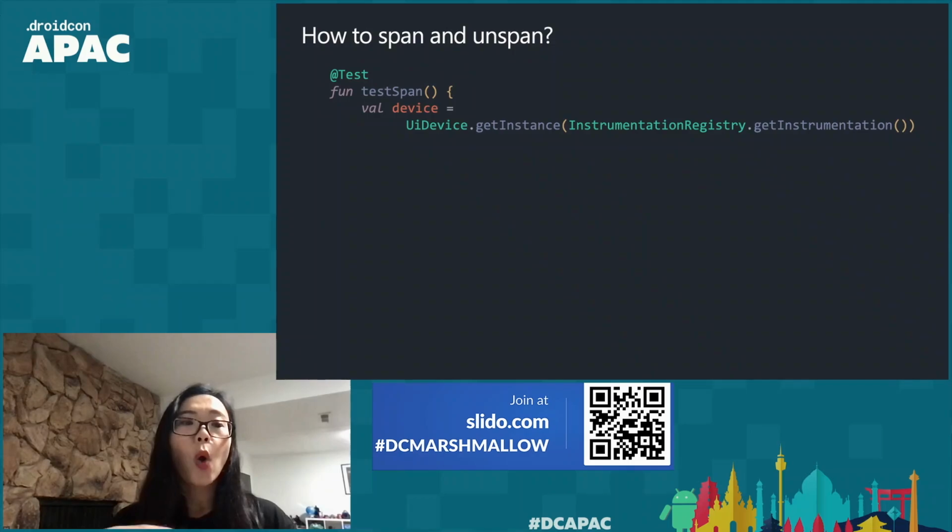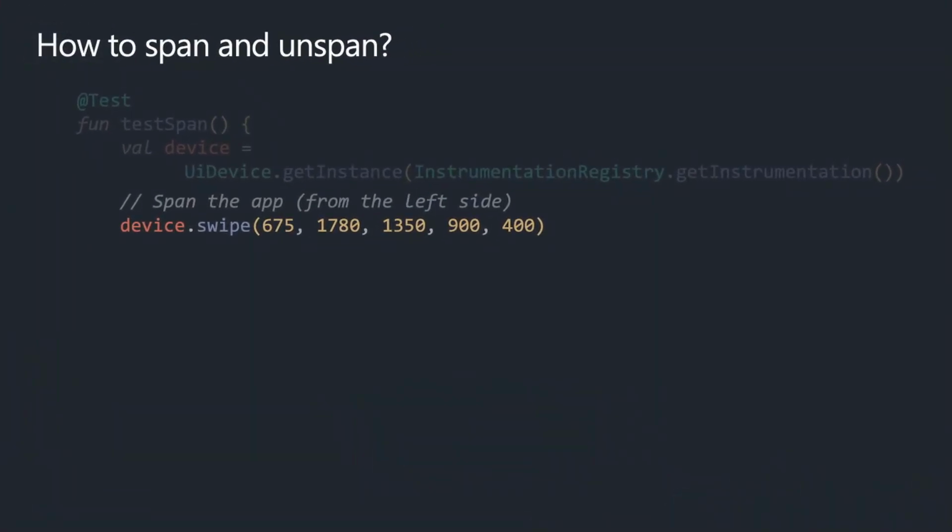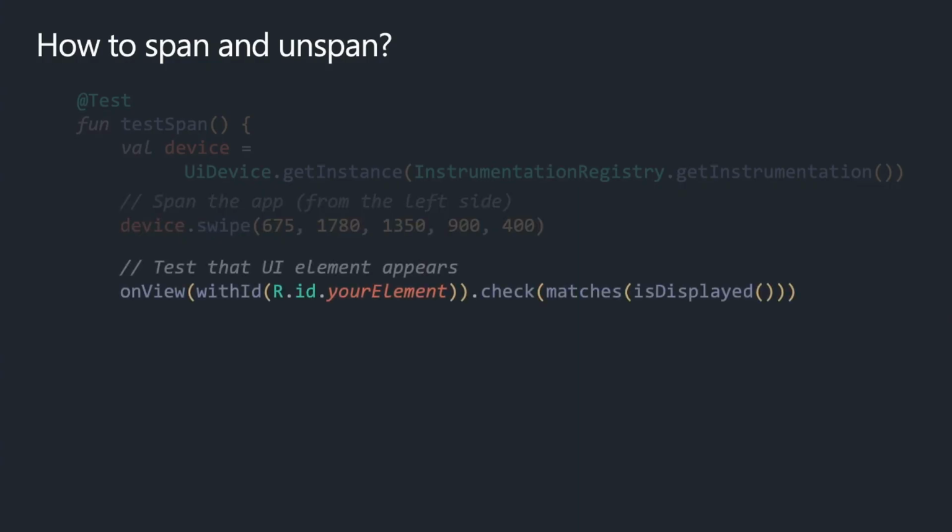So firstly, we need to create an instance of the UI device. Then we use the swipe function from the UI device with the coordinates of the finger swipe. So here, I'm going to span the app from the left screen to dual screen mode, taking over both of the screens. But you can also do it from the right-hand side. When the app is spanned, you probably want to check whether all your UI elements are as expected and whether they are all displayed on the screen.